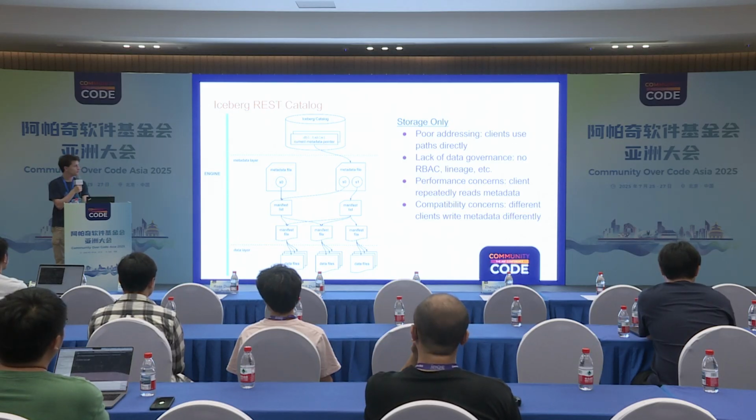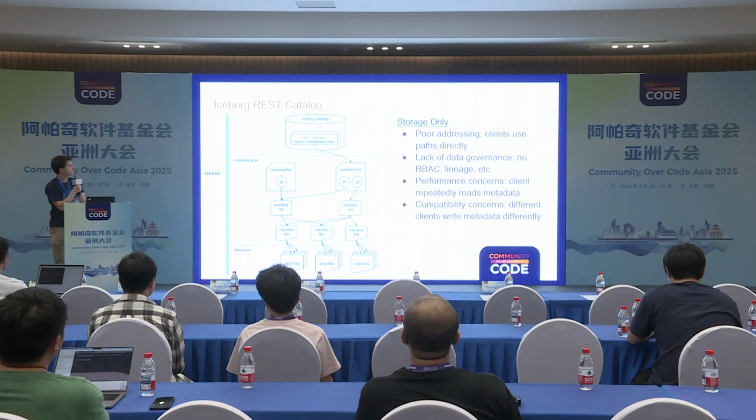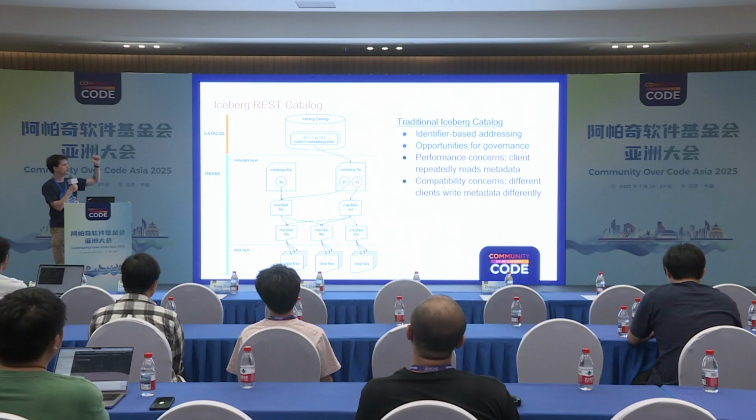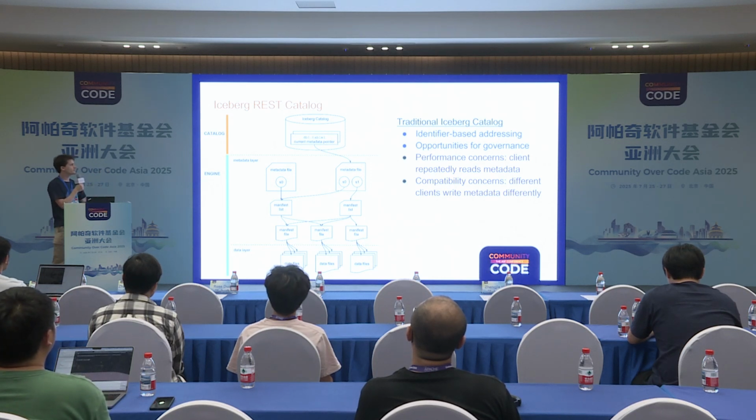And so Iceberg quickly introduced the concept of a catalog. And so what we call a traditional Iceberg catalog is something like a Hadoop catalog or a Hive catalog. And this brought a lot of benefits to using Iceberg. You have identifier-based addressing. So catalog is like a Java interface, for example, that has a method that says, I'm going to give you an identifier, so db1.table1. Please give me back a metadata file.